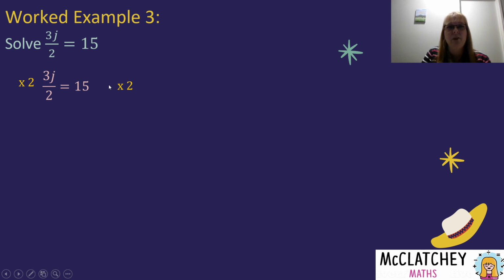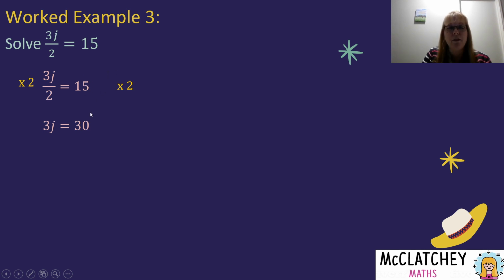Now this is where people get a little bit confused. If they do times 2 over here, they think, well, what's happening here? Well, I'm timesing the top by 2, but then I'm dividing it by 2. So 2 divided by 2 is just 1. This is going to cancel out with this one. So what I'll be left with on the left-hand side is just 3j. And then on the right-hand side, 15 multiplied by 2 is 30.